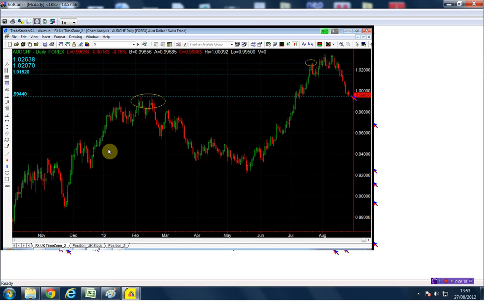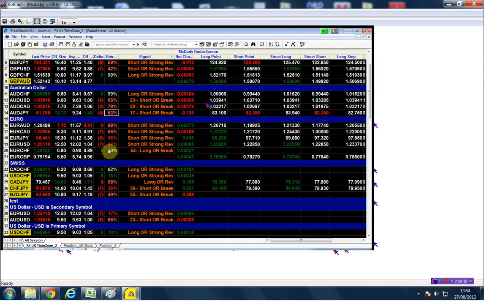But if it does break here, then you immediately bring your stop there. Right below the structure point, you bring your stop below the 99.44 and you hang on and hold it right there. So this is the Aussie Swiss. We're going to buy above the figure, and if we do, I have a structural point at 101.52.